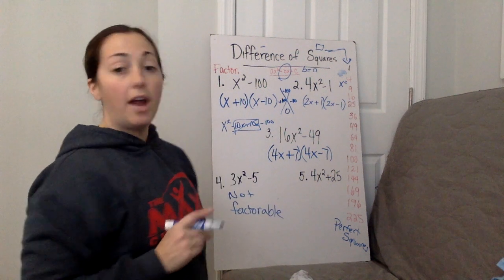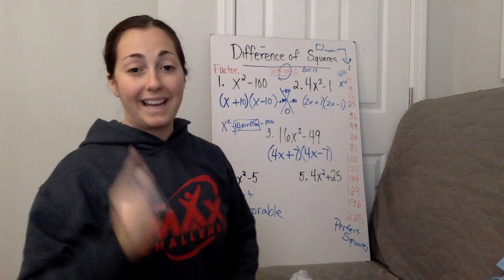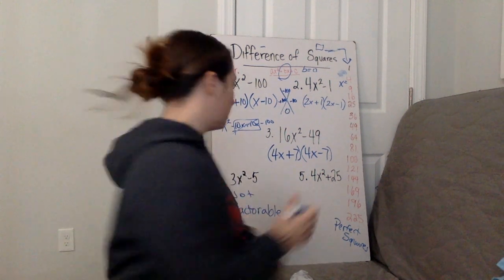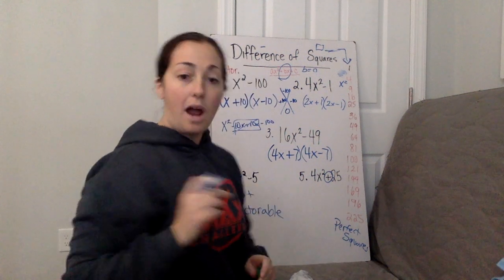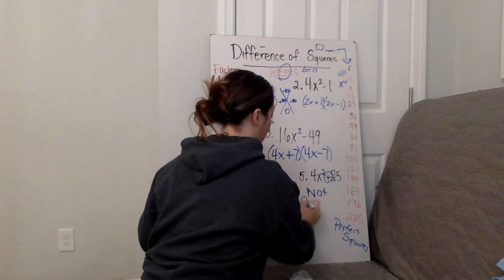And then lastly, number 5 here, I have 4x squared plus 25. You've got to look right away. You've got to catch this. There's a plus. There's no sum of squares. It's a plus sign. It's not a minus. It doesn't work. You're done. Not factorable.